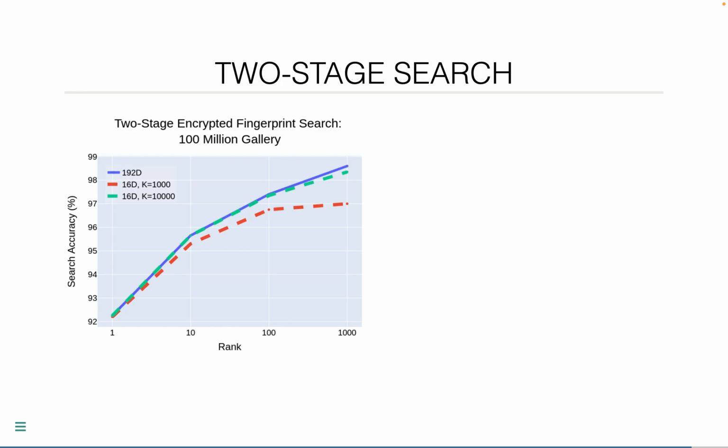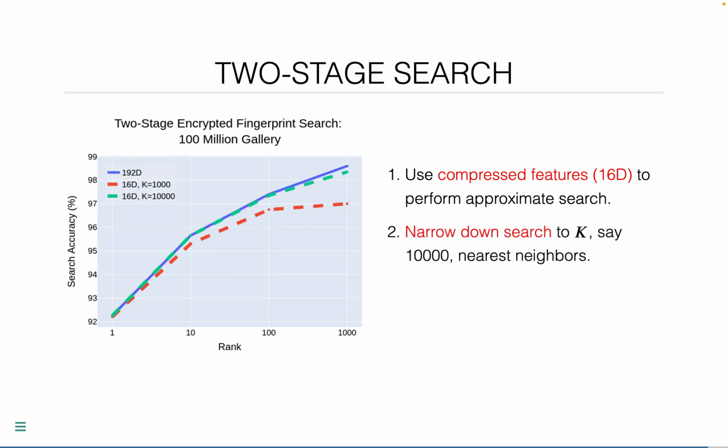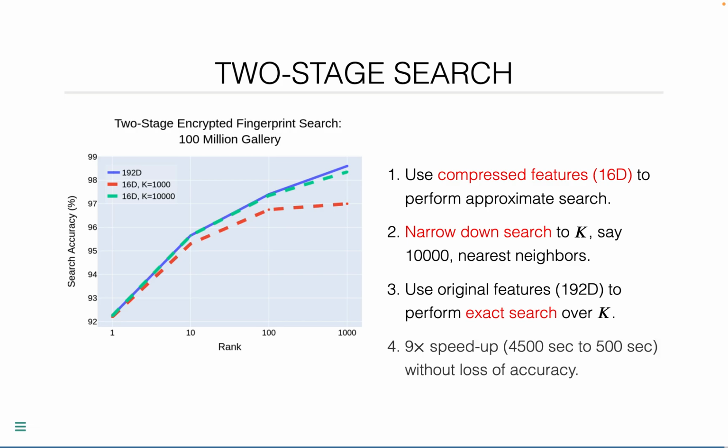To recover the performance loss from compressing to low dimensions, we propose a two-stage search method. First, we use compressed features at 16 dimensions to perform approximate search. Then we narrow down the search to, say, 10,000 or 1,000 nearest neighbors. Then we use the original features at the full dimensionality to perform exact search, but now over the 10,000 or 1,000 nearest neighbors. This provides a 9 times speedup, from 4,500 seconds to 500 seconds, over a gallery of size 100 million without any loss in accuracy.